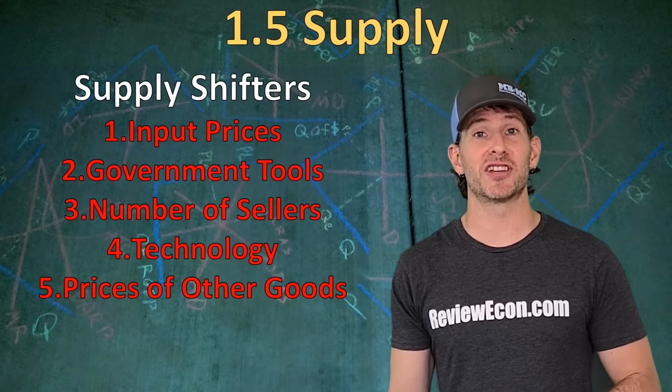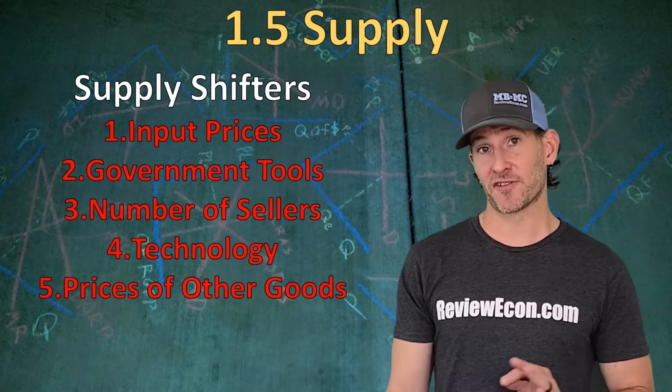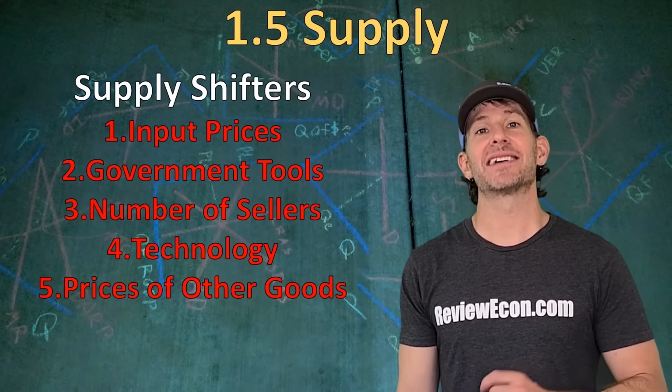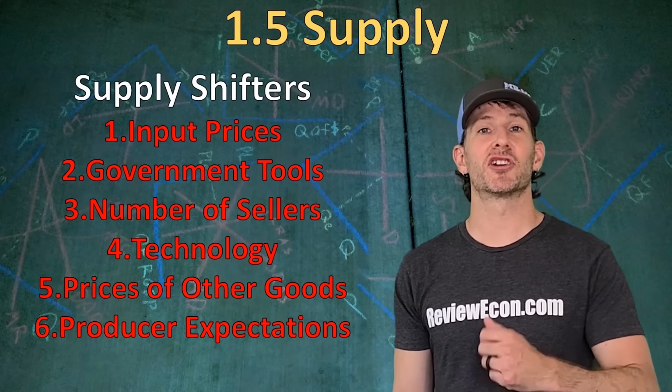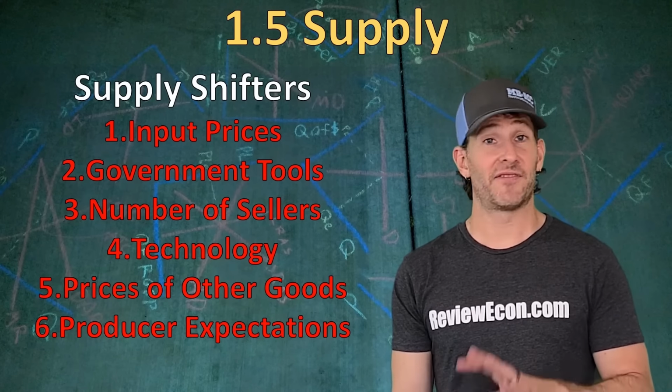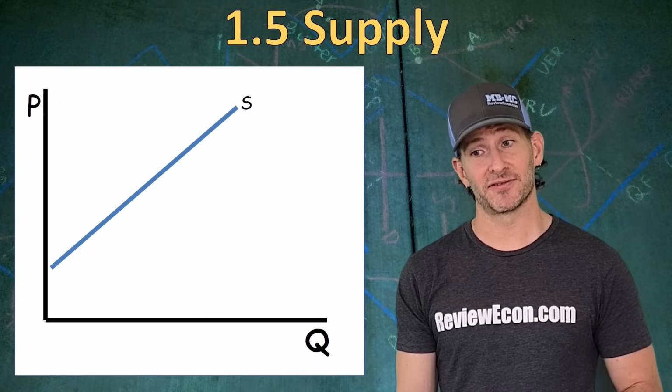If the price of wheat goes up, farmers may make more wheat and decrease their supply of corn as a result. The last one is producer expectations. Just like with consumers, the future impacts what businesses do today. If any of those things change, it actually causes a shift in the supply curve.